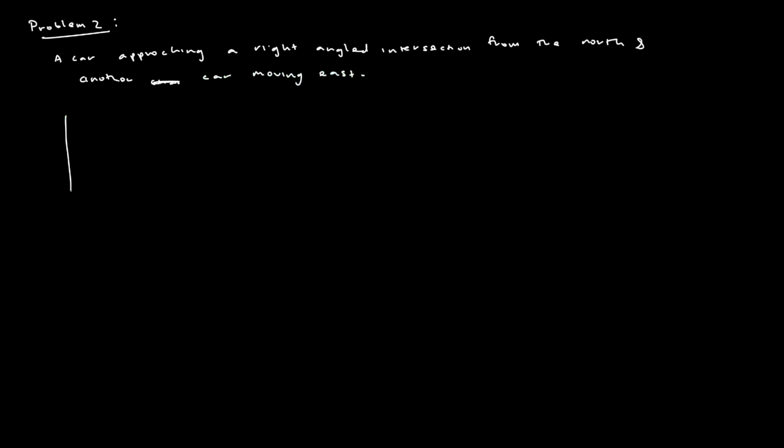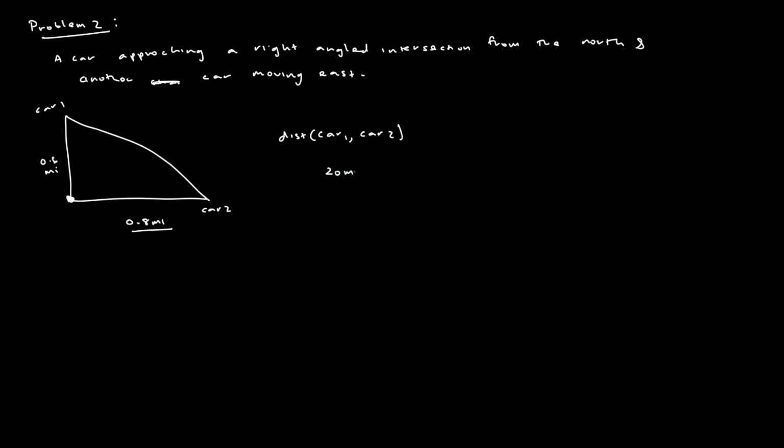Basically the dynamics are we have car 2 right here, and then this is car 1. Car 1 is said to be 0.6 miles away from this right angled intersection, and car 2 is 0.8 miles away from the right angle intersection, or 0.8 miles to the east, and the distance between car 1 and car 2 is increasing at a rate of 20 miles per hour.